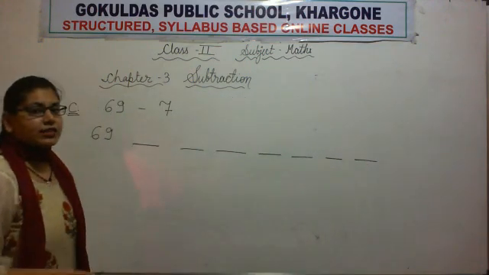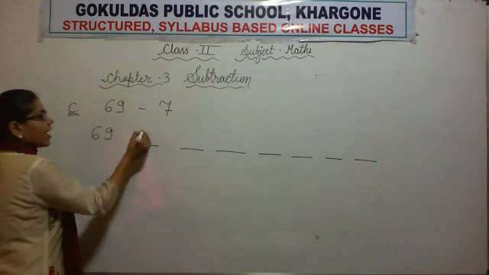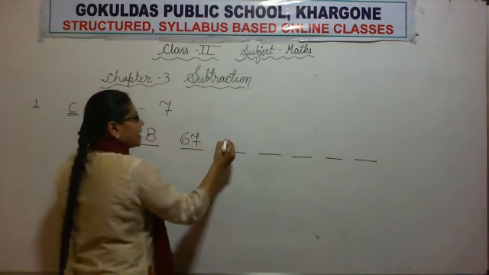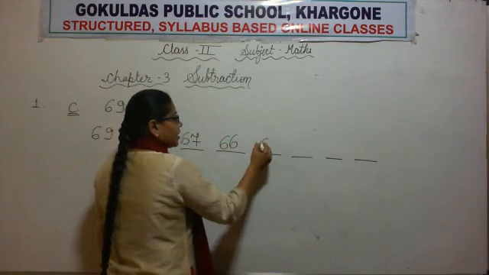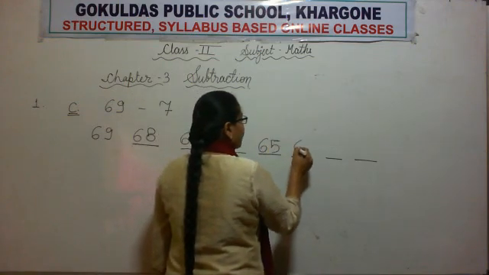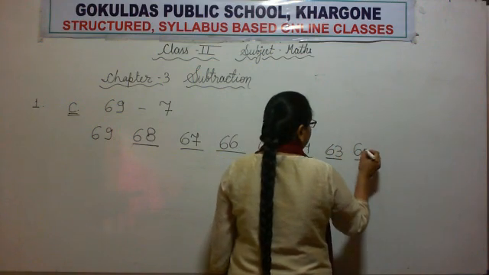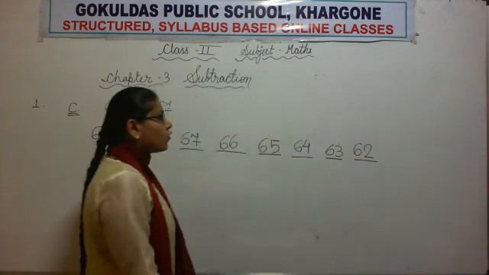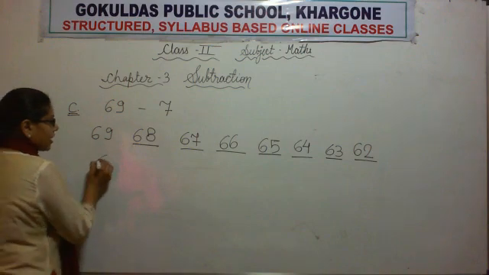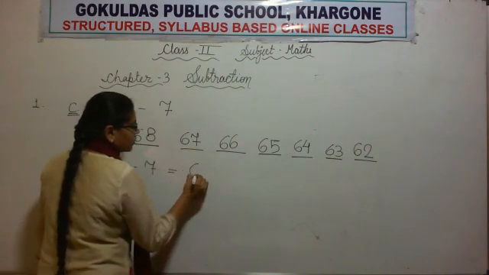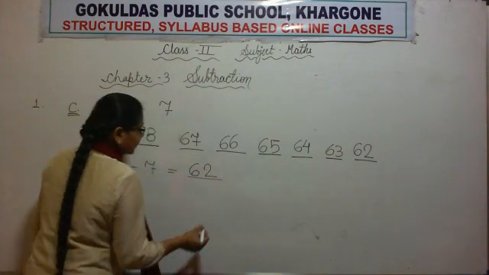Now we will start counting backward. 69, 68, 67, 66, 65, 64, 63 and 62. So we stopped here at 62. So 69 minus 7 is equal to 62.